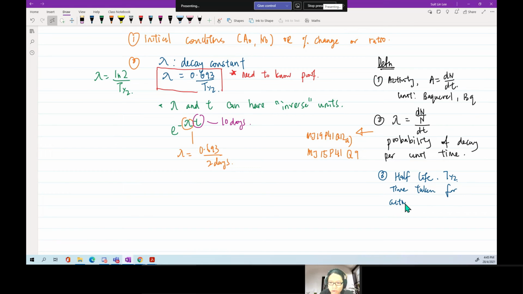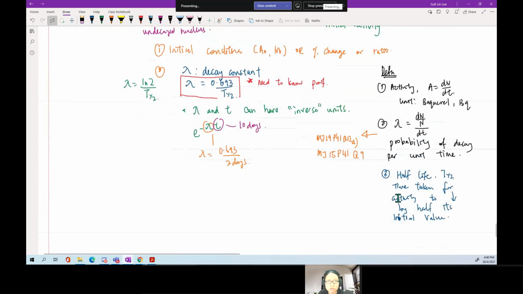Time taken for activity to decrease by half its original or initial value. All right, so these are definitions that you need to know. You can go and try out these two questions. It's just solely based on the definition.